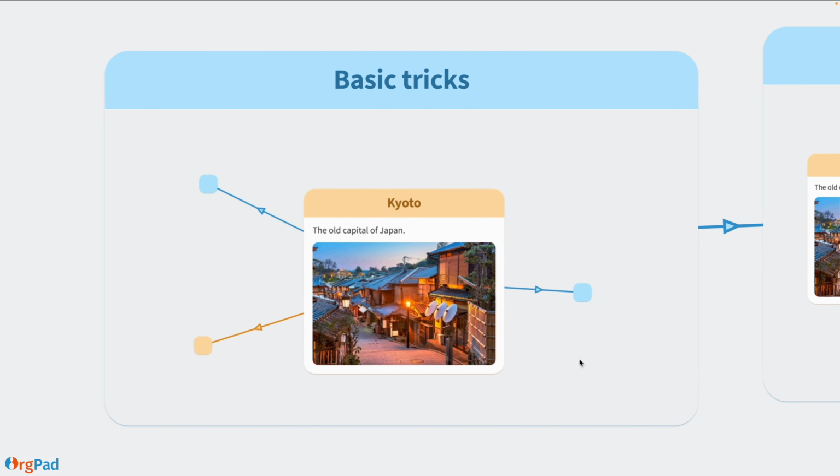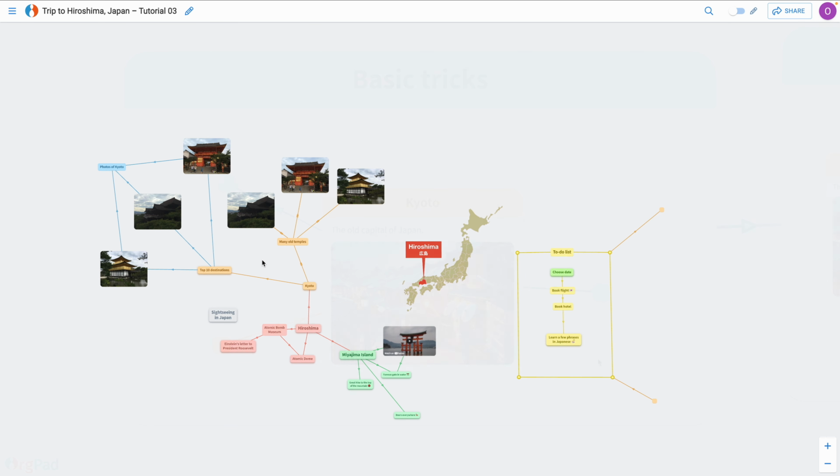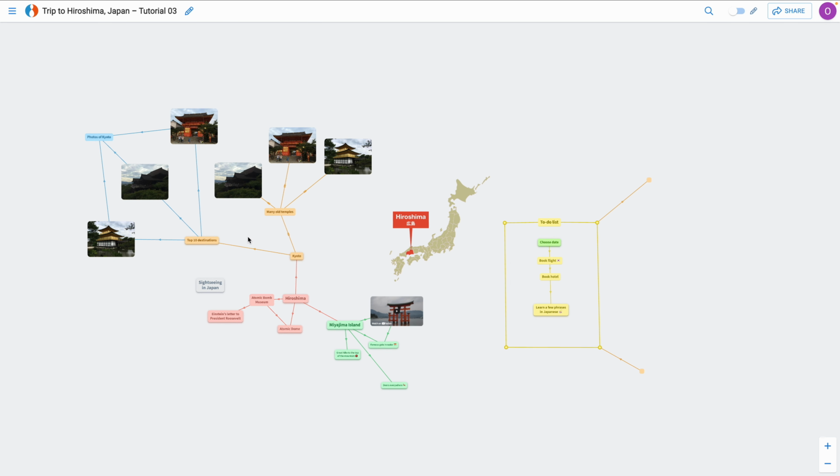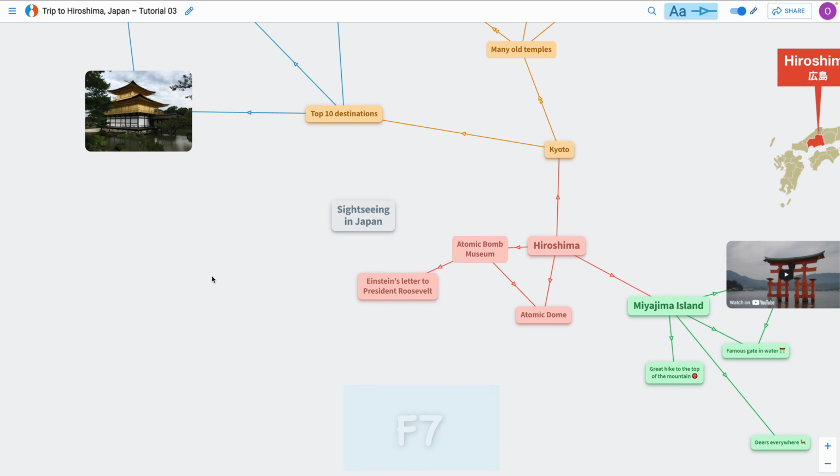Let's start with basics, and for that we will return to our document about a trip to Japan. Right now we are in the view mode, so we can't do any changes, but we can easily switch to edit mode either by clicking the pencil button in the corner or pressing F7.